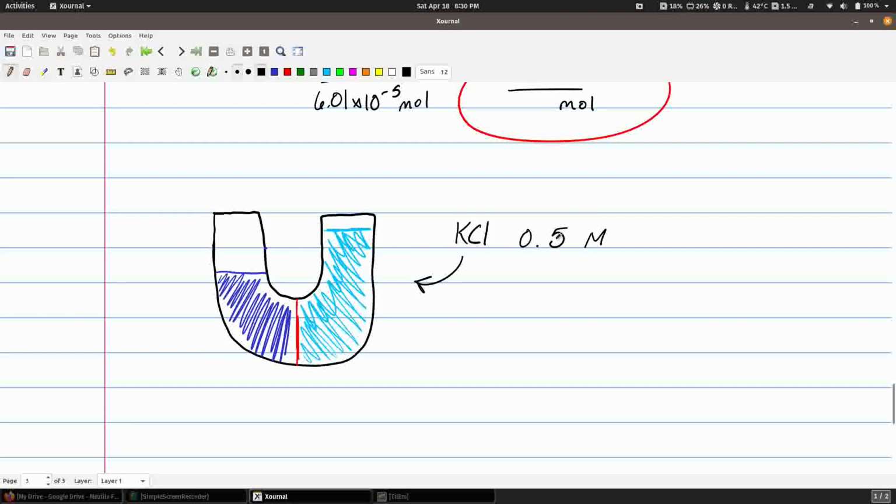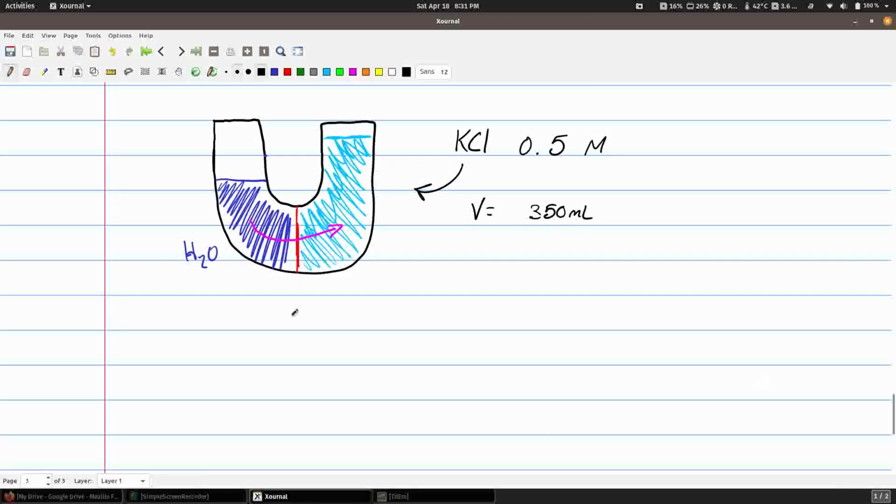And then we're going to have a volume of 350 milliliters. And then we're going to have to figure out what the osmotic pressure is for a solution that has 350 milliliters mixed with 0.5 molar KCl. And then obviously the solvent is going to be H2O, and it was flowing this way. So let's set up our equation.